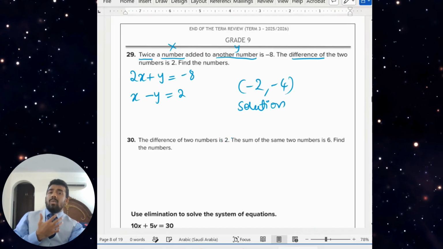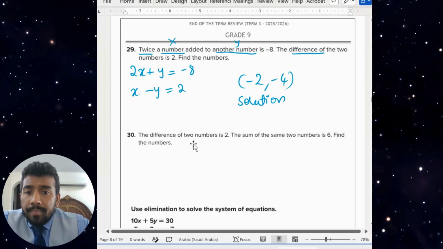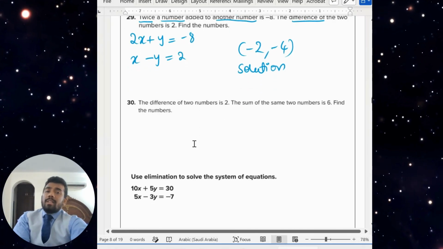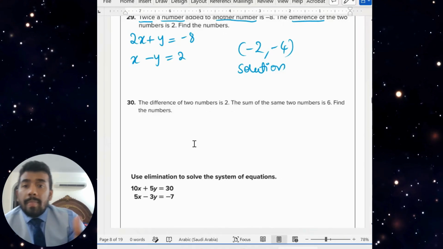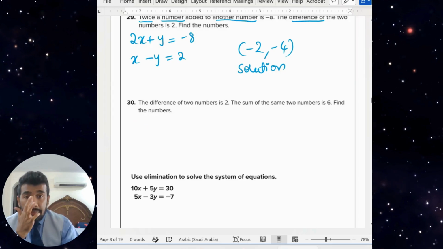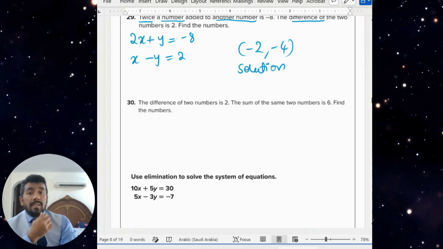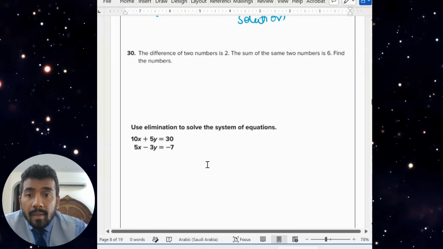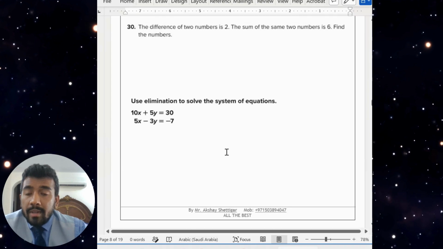Next question, I want you guys to do it by yourself. No need to do it here. Okay. Let's go to the next one. Use elimination to solve the system of equations. Again, this you can use the calculator straight away. I prefer to use the calculator. Okay. How will you solve it with the calculator?